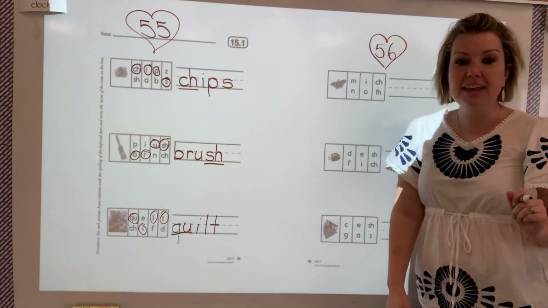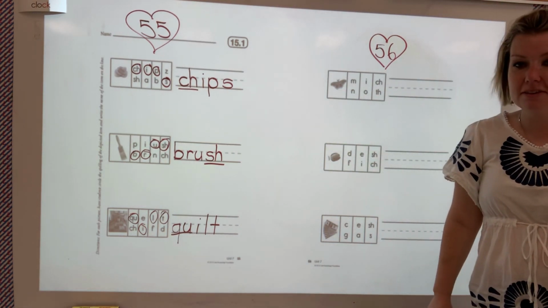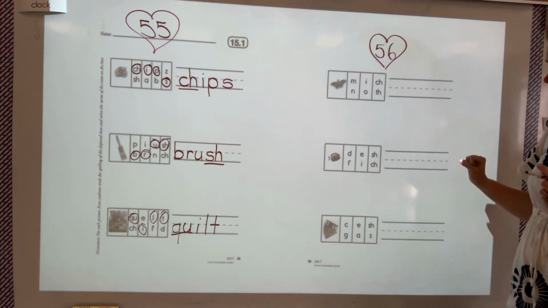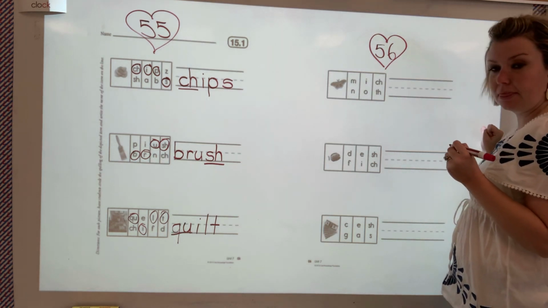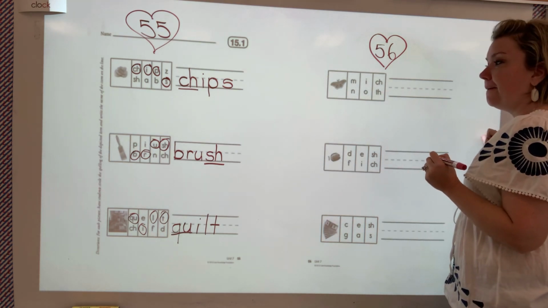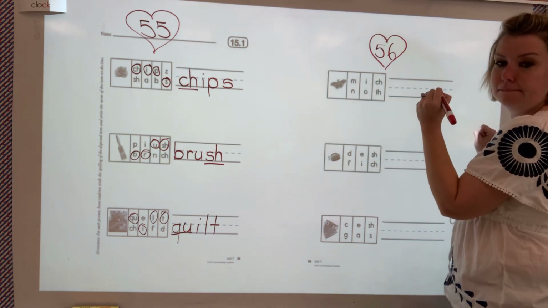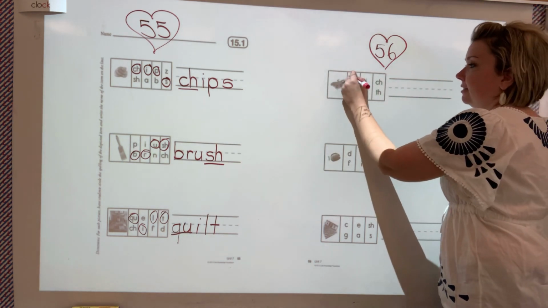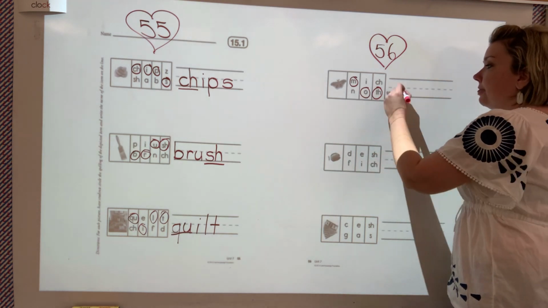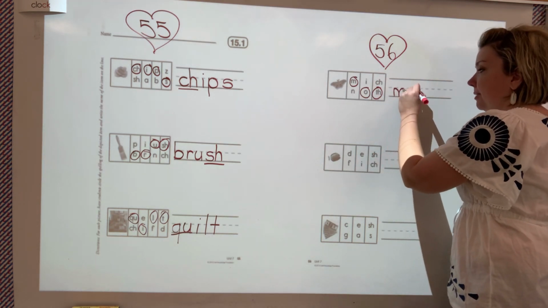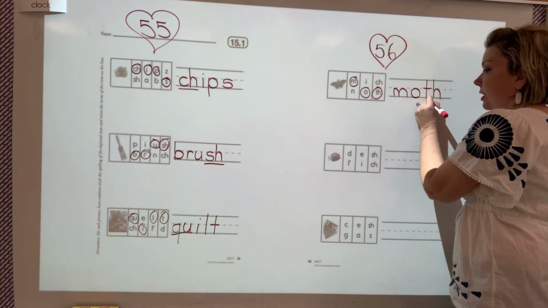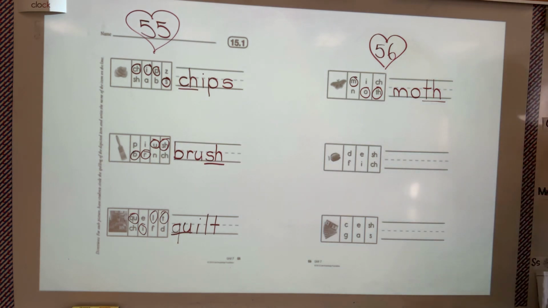Moth. Who would like to segment those sounds for me? Raise your hand. Moth. Jonyan? M-O-T-H. Well, say the sounds. Good. Thank you. M, o, th. And we're going to underline that TH.